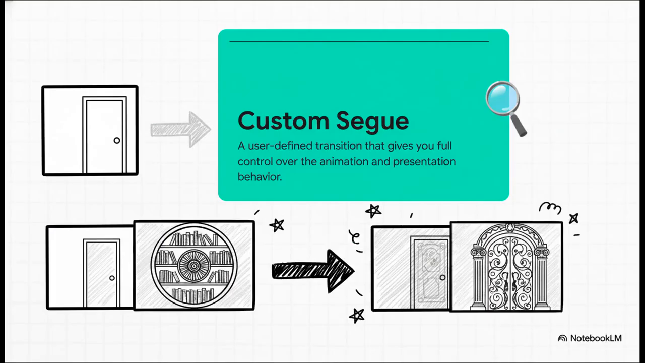And this is where the custom segue comes in. So what exactly is it? Well, put simply, it's a transition between two screens that you get to design. I love this analogy. Think of your app as a house. A standard segue, that's just a plain, boring door. A custom segue, that could be a revolving bookshelf or a grand, sweeping staircase.